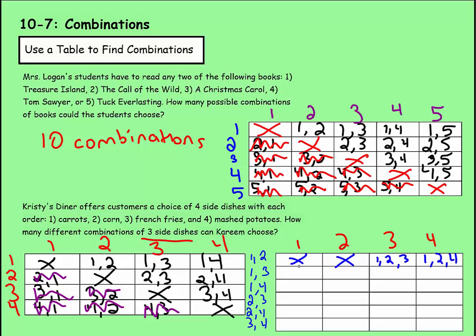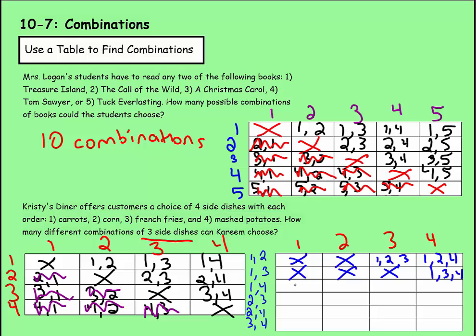We can't do 1, 3, 1 because we already have a 1 there. We could do 1, 3, 2, but because we have 1, 2, 3 here, we don't need that either. We can't do 1, 3, 3 because that wouldn't work. We could do 1, 3, and 4 though. That hasn't been used yet.